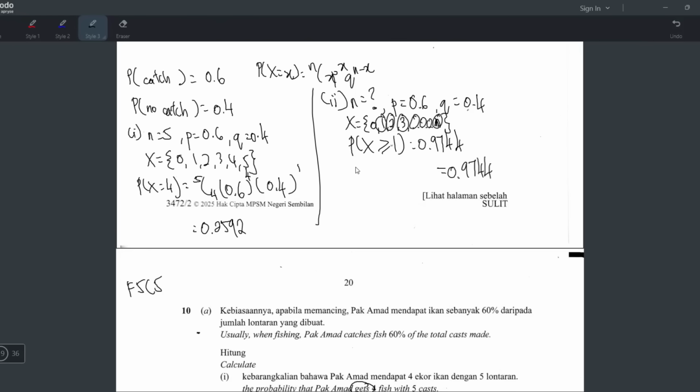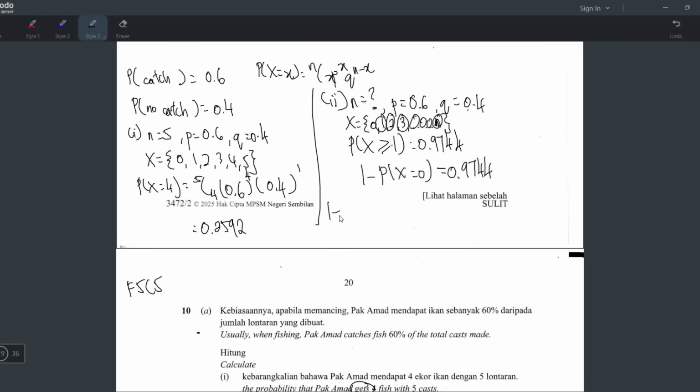So what we will do is just take 1 minus Px equals 0. Yeah, this is the only way, because if we don't know the value of N, there's no way for me to know when to stop. Right? So I know the total probability here is 1, so I just take 1 minus 0, then I get the remaining. So this is the only way to do it.